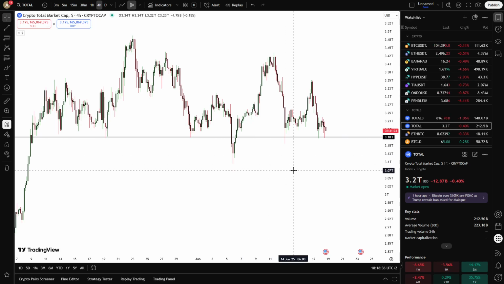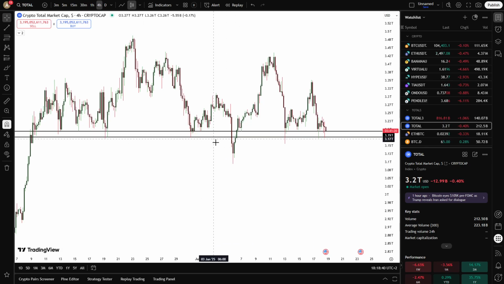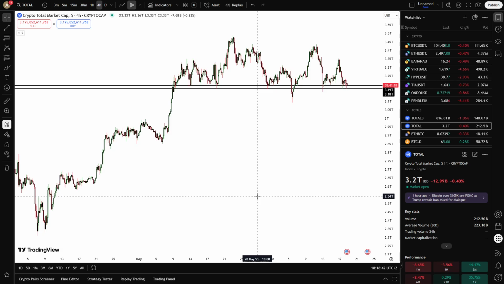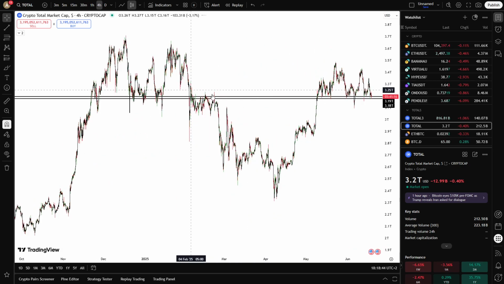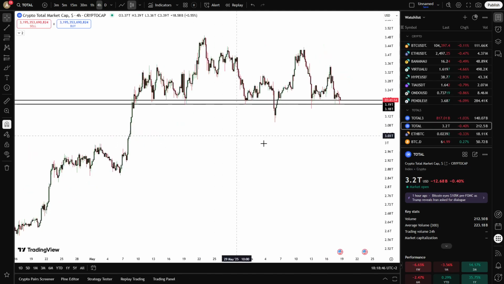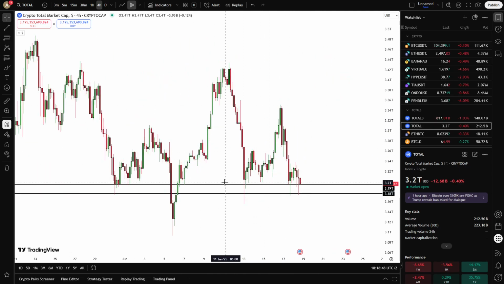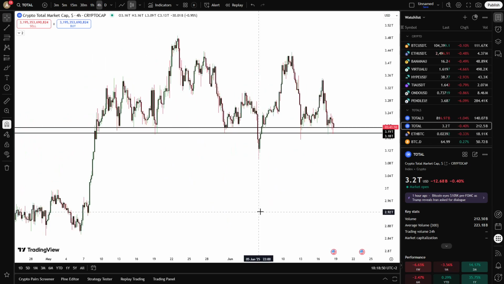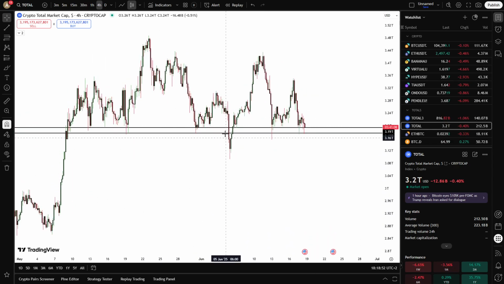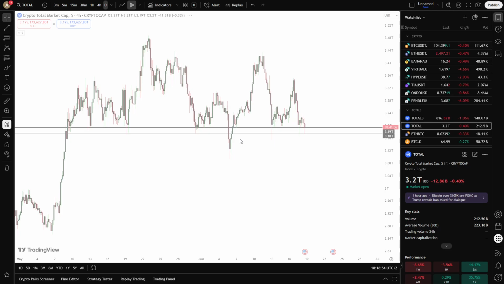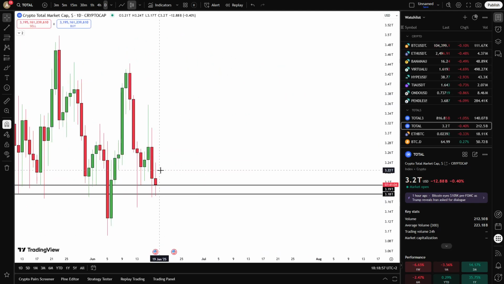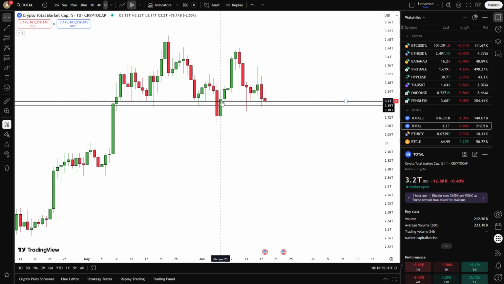Right here we have a proper range low with a single deviation below it, as you can see. Quite sure this was a previous level as well. So this should be kind of crucial, and like I've shown here, there is one deviation below it on the 1 day. So the same logic I already explained.